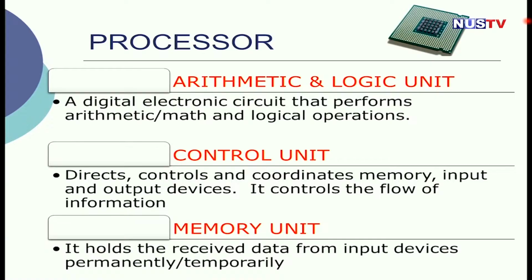Next is our control unit. The control unit directs, controls, and coordinates memory, input, and output devices. It also controls the flow of information. Now, every time I think of the control unit, I always think of the police and what they do. They usually direct traffic on our roads to make sure that no one gets into an accident. And I think of that because that's basically what the control unit does. It directs the flow of data and information inside your computer. And that way everything runs smoothly and we are able to get the exact output that we need.